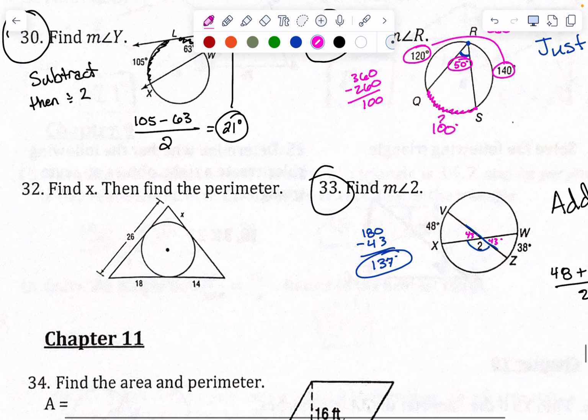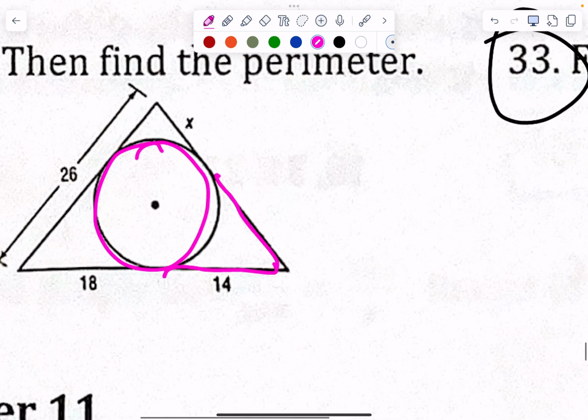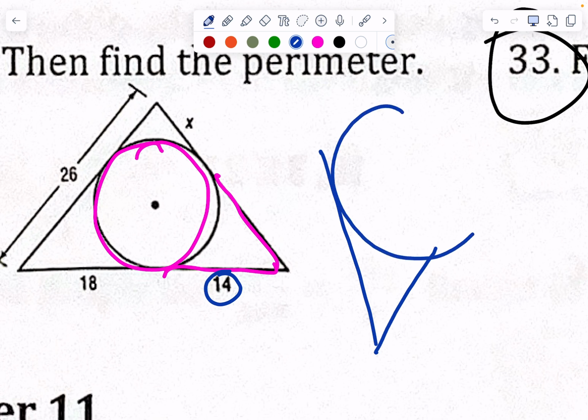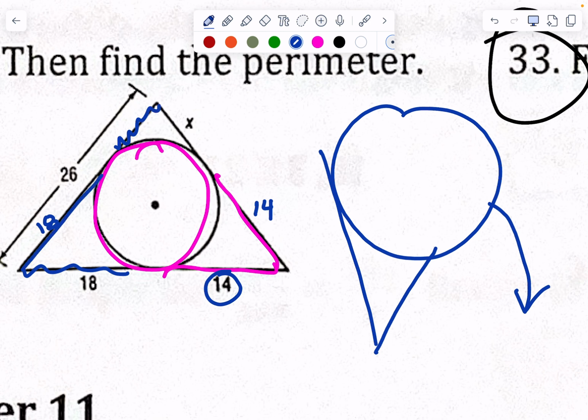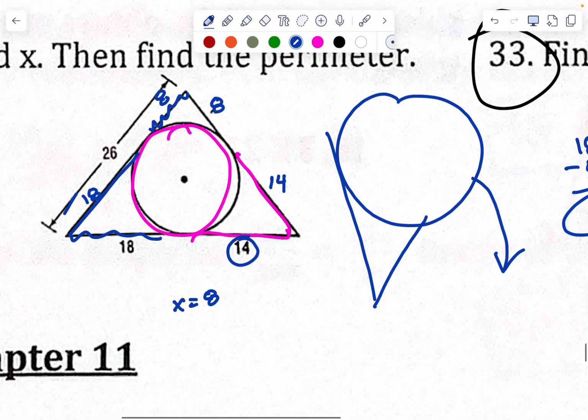Okay, so look at this individually like you have 3 different ice cream cones. If one side of your ice cream cone is 14, the other side has to be 14 as well, because if you have an ice cream cone that looks like this, it's going to fall off the side. If this is 18, this has to also be 18. Then I can find what this is: 8, because 26 minus 18 is 8. So x equals 8, but then they want the perimeter. 80. Is it 80? Probably.